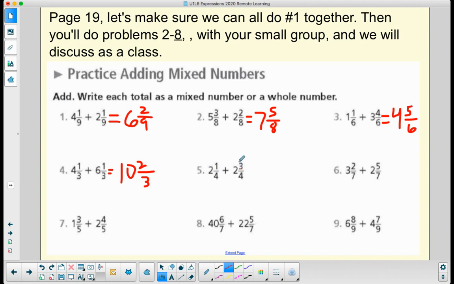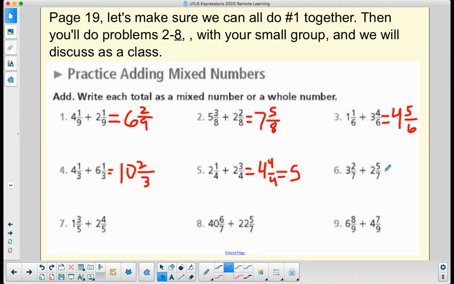2 1/4 plus 2 3/4. 2 plus 2 is 4. 1/4 plus 3 more fourths are 4/4. Okay. 4 is not greater than 4. It's equal to 4. 4/4 equals 1 whole. So I can group 4/4 as one more whole and add it to my 4 gives me 5. And I don't have any fourths left, so it's just 5.